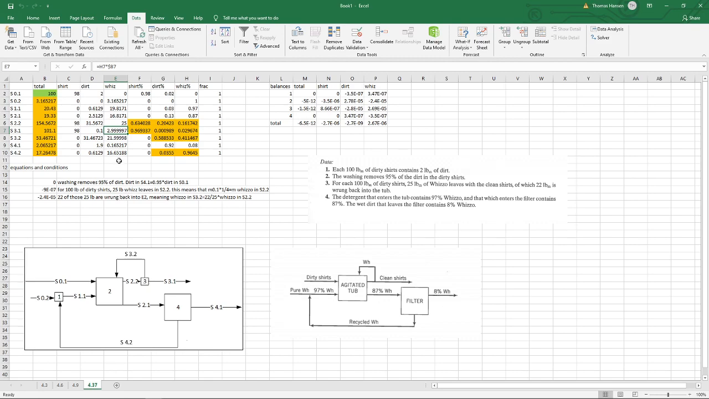How much Wizzo is being recycled through the shirts? None of it. It's evaporated, or it gets absorbed through your skin and you get cancer and you die. Sucks to be a chemist.